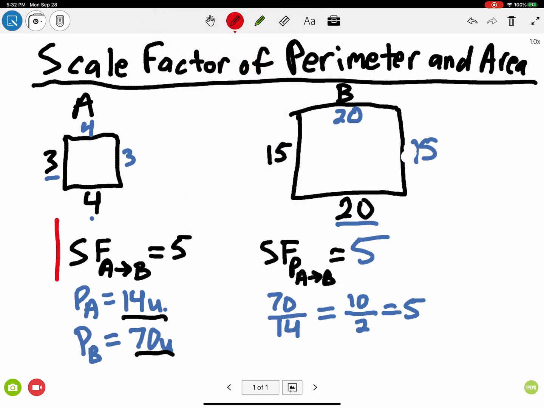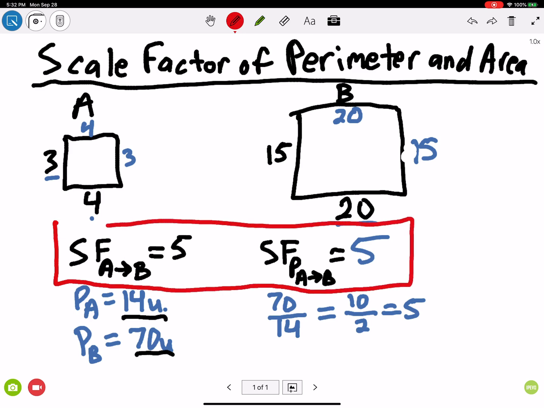What do you notice about my two scale factors? Scale factor of my sides is 5. Scale factor of my perimeter is 5. Cool. So that's just what I needed to know.